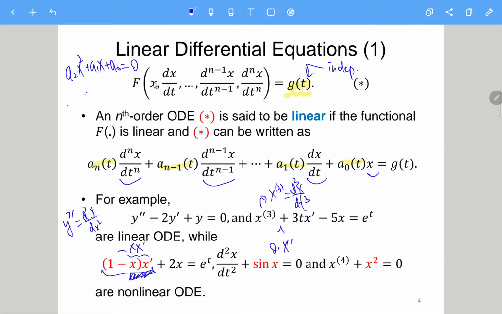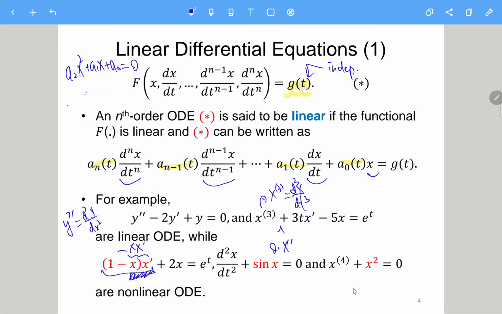The linear requirement is that each term is multiplied only by a coefficient which is related to the independent variable or a function of the independent variable. But we can't really have x prime. And in this case, this is a nonlinear ODE.